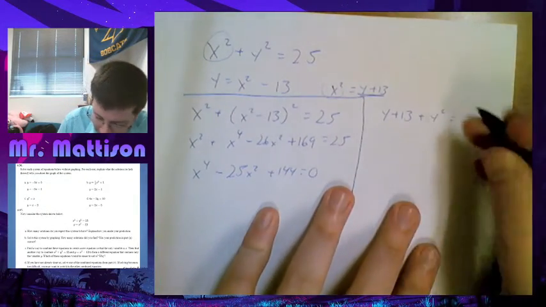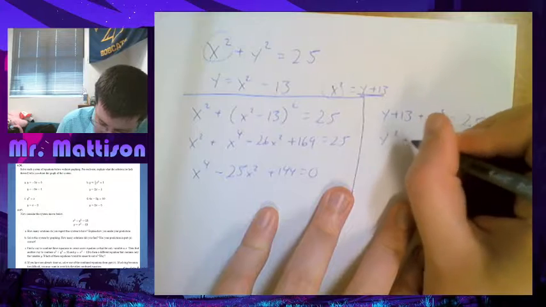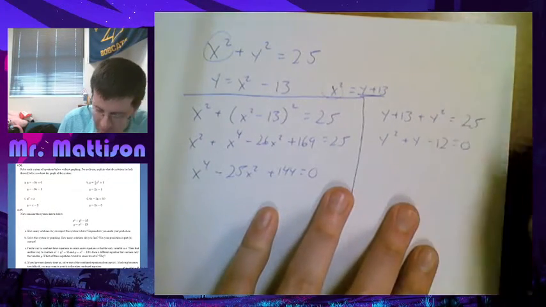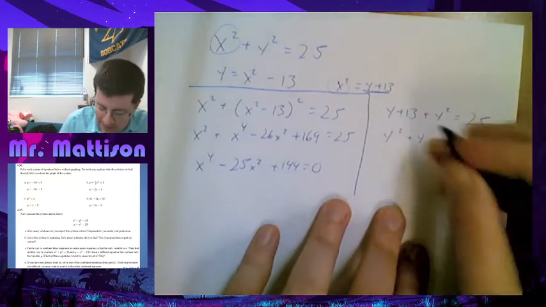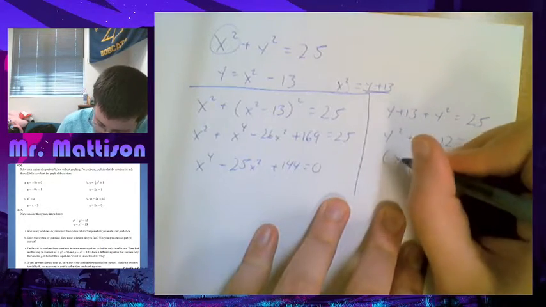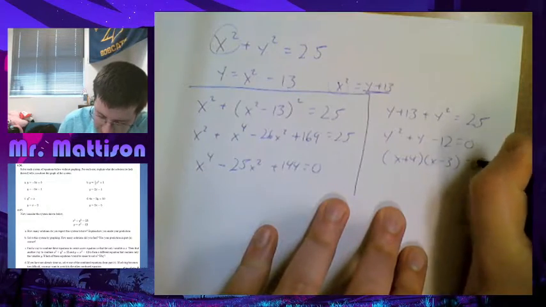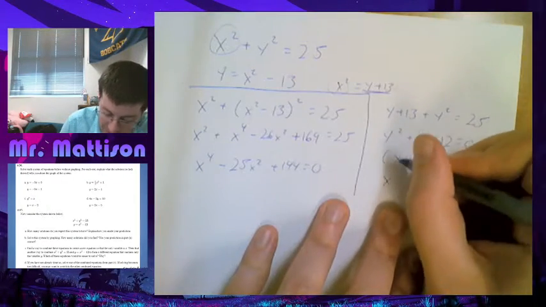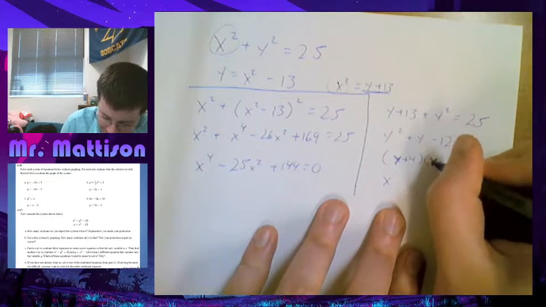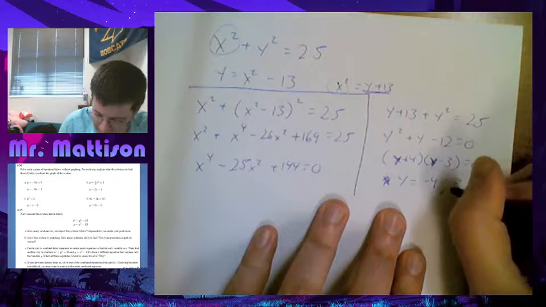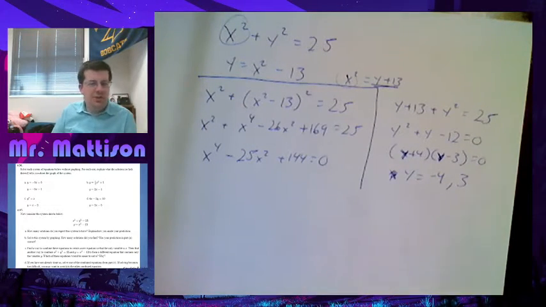So I'm going to get everything on one side. y squared plus y minus 12 equals 0. Then I can factor it and get (y plus 4)(y minus 3) equals 0. So then my y equals negative 4 and positive 3. Awesome, I got two answers for y there.